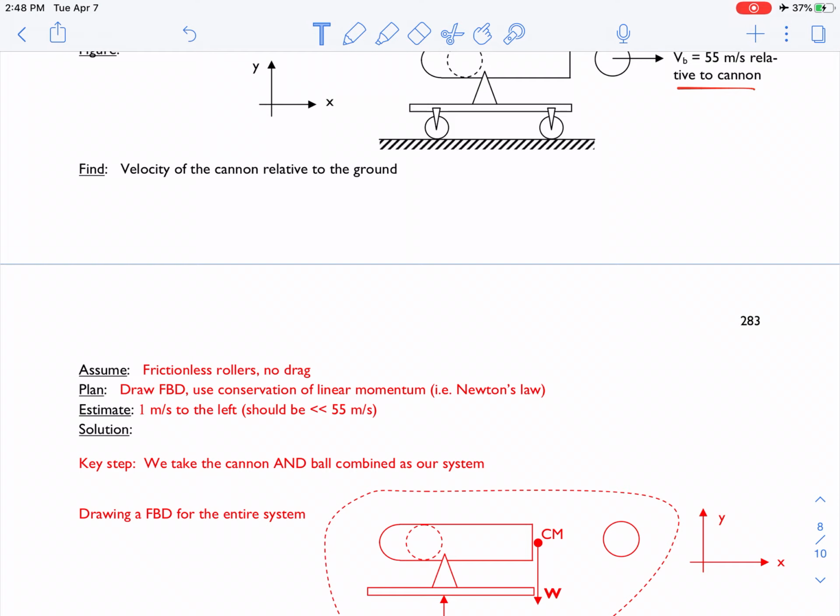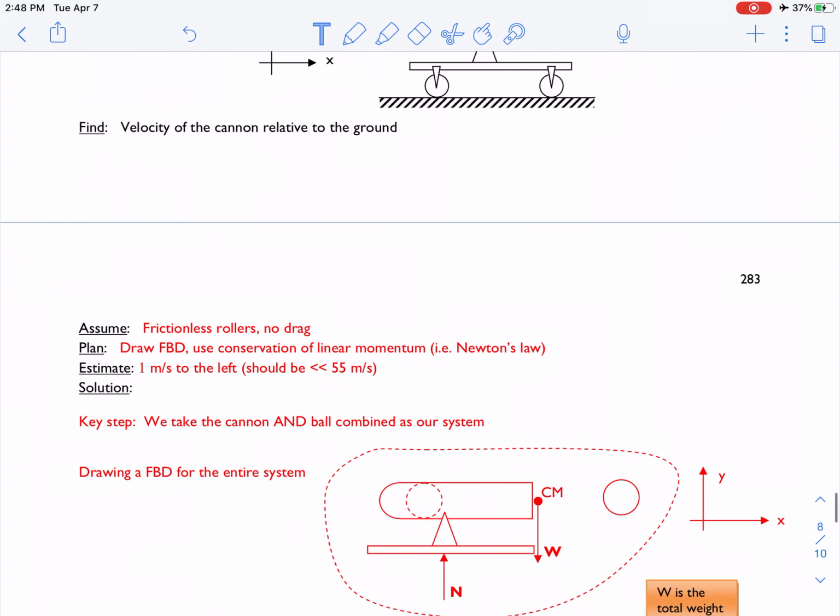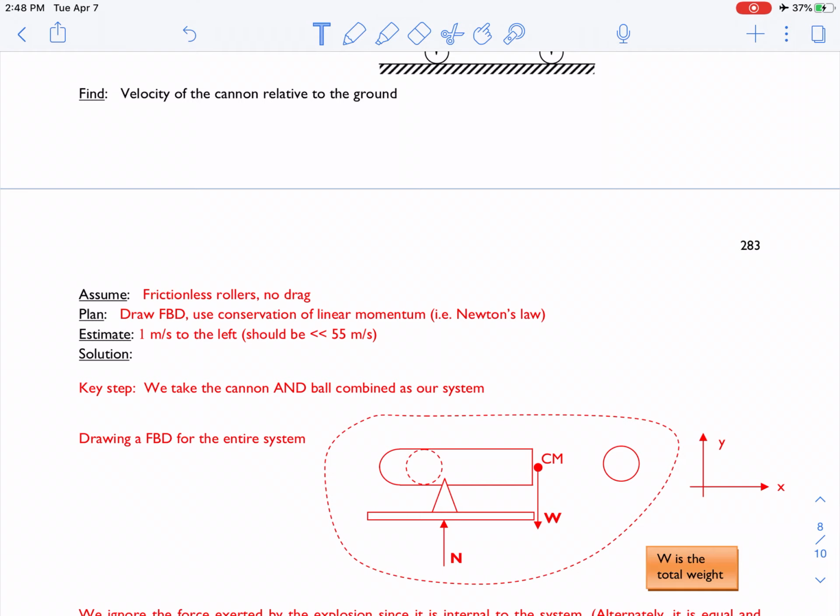So the estimation, again, if you think about order of magnitudes, instead of saying like 0.1 or 10 meters per second, I would definitely say 1 meter per second, or I can say it's much less than 55, because that's the velocity magnitude given in the problem. We can make that estimation. So again, the key step is we take the cannon and the ball as our system.